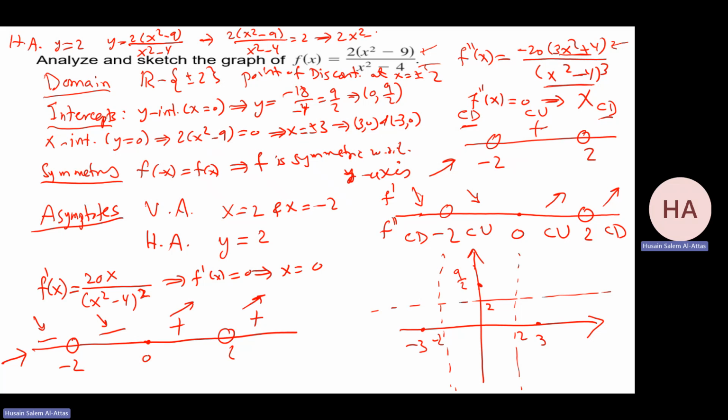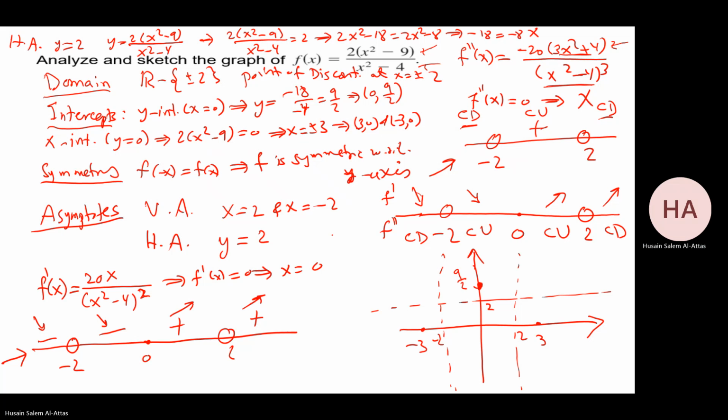That will be 2x squared minus 18 equal to 2x squared minus 8. I'm getting minus 18 equal minus 8, which has no meaning. So it means there is no intersection between the horizontal asymptote and the curve. Okay, now let us graph the function.